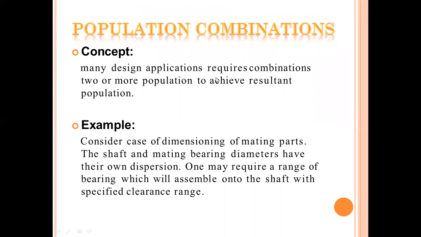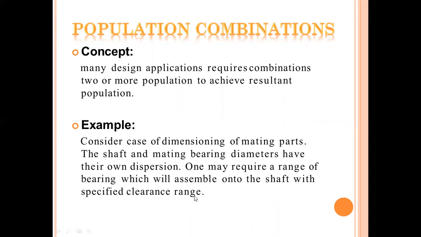The next point is population combinations. What is meant by population combination? Many design applications require combination of two or more populations to achieve the resultant population. For example, consider dimensioning of mating parts. The shaft and mating bearing diameter have their own dispersion. One may require a range of bearing which he will assemble on the shaft with a specified clearance range. For example, if you want to mount a shaft on a bearing, we must know the bearing size.